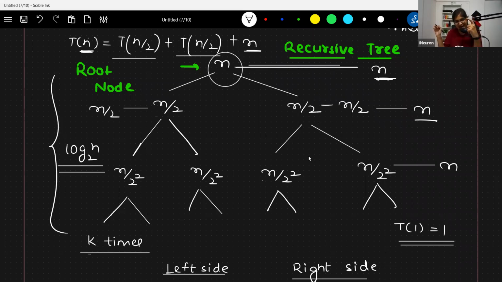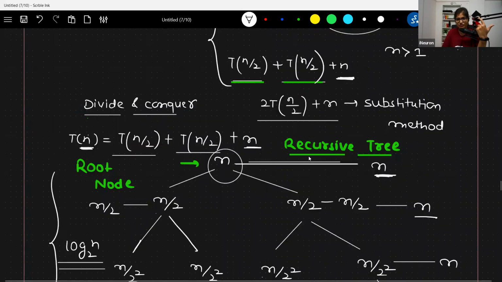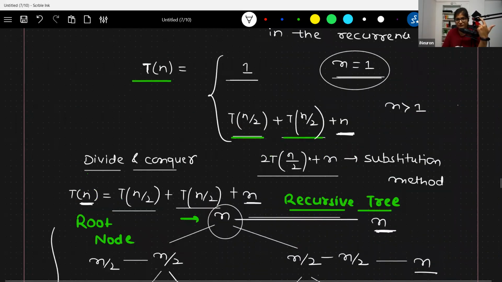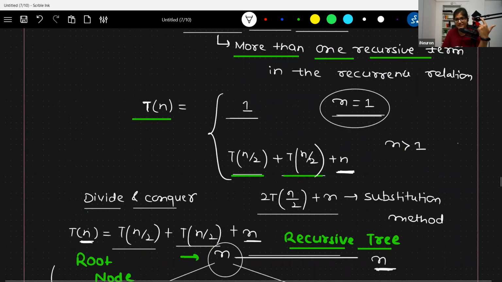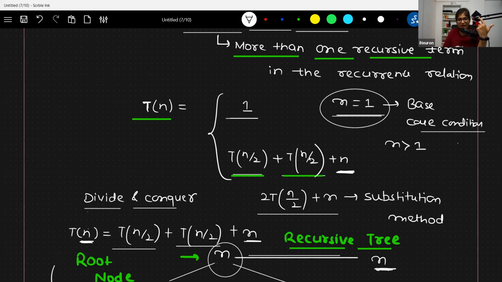Until what point of time will this task keep on repeating? Until it reaches a base case condition. This is a base case condition. So it means that until or unless this internal value is equal to 1, I will keep on doing this task.